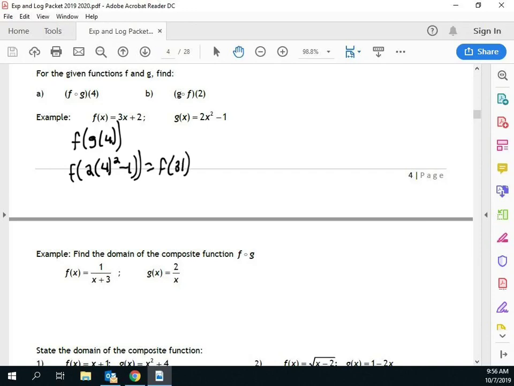Which means now we take that 31 and we plug it into where? f of x. So we triple 31, which gives you what? What's 3 times 31? 93 plus 2. And there's your answer.